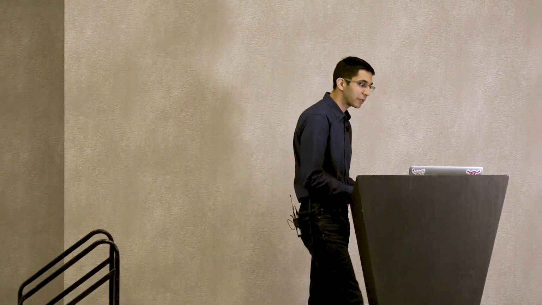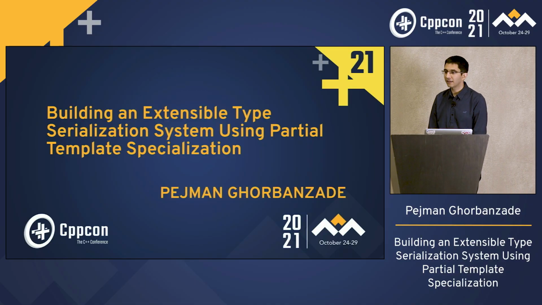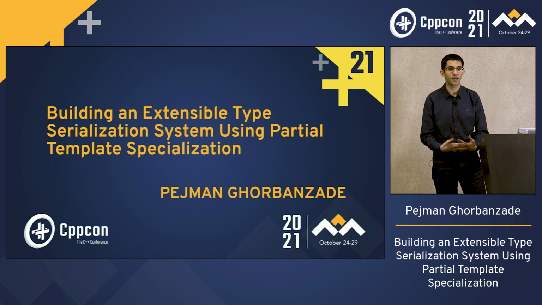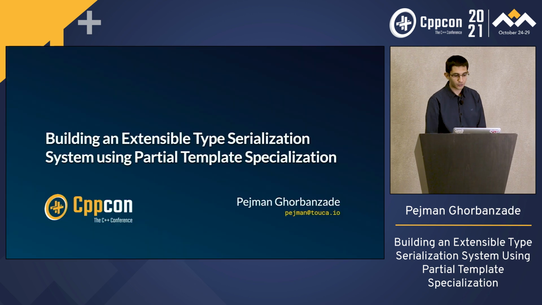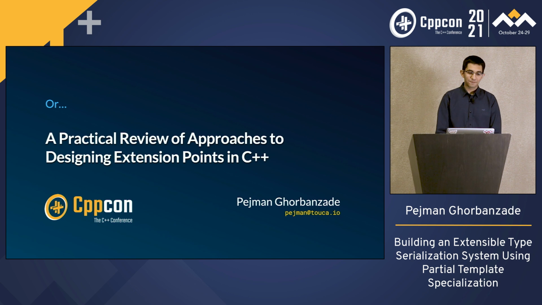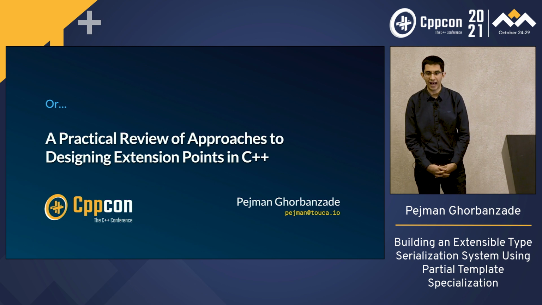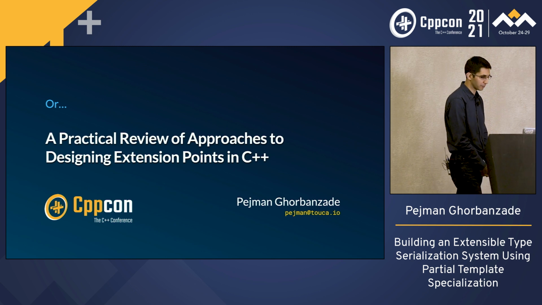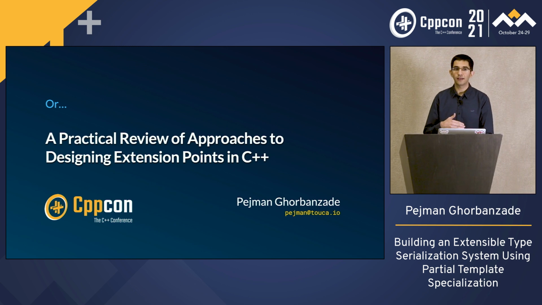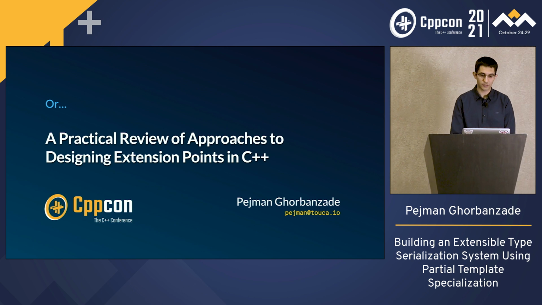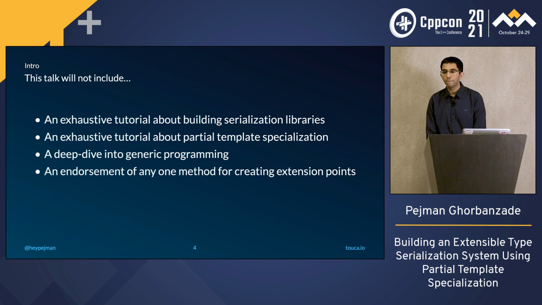The title of my talk is about building an extensible type serialization system using partial template specialization. When I started preparing for this talk, I realized that it would be doing an injustice to the new features of the language if I just covered partial template specialization. So I decided to prepare this talk in a way that would cover all the approaches that we have for designing extension points in C++. In fact, if I could change the title, I would change it to a practical review of approaches to designing extension points. This has two benefits.